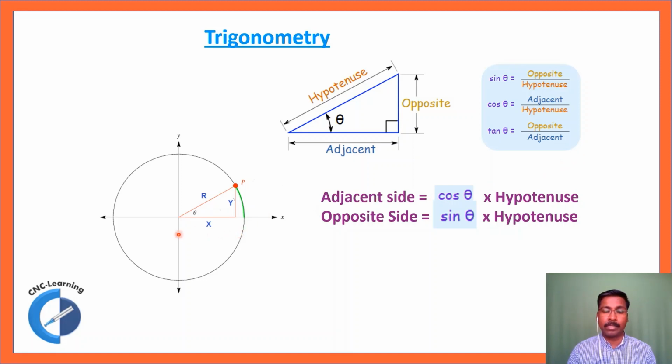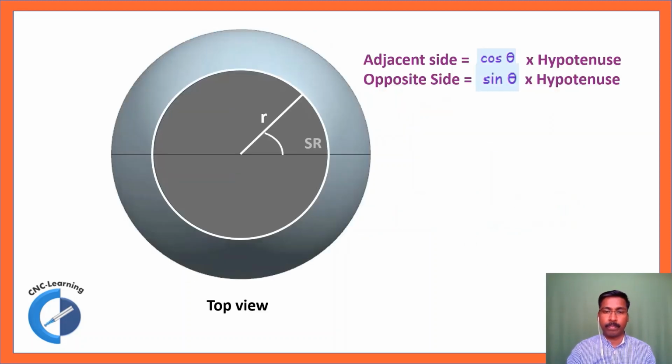So here x-axis, which is adjacent side, is cos theta into hypotenuse, and y-axis, which is opposite side, is sin theta multiplied by hypotenuse. So this being r, x equals r cos theta and y equals r sin theta. So applying that here, x component of this is r cos theta and y component is r sin theta.